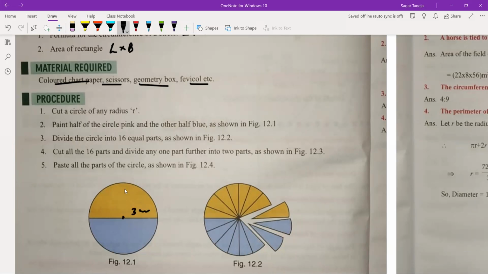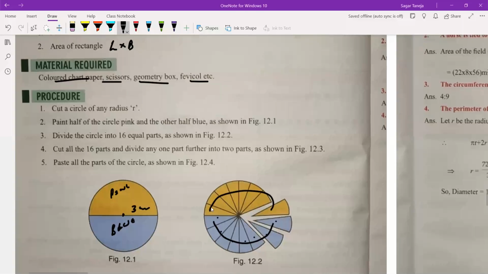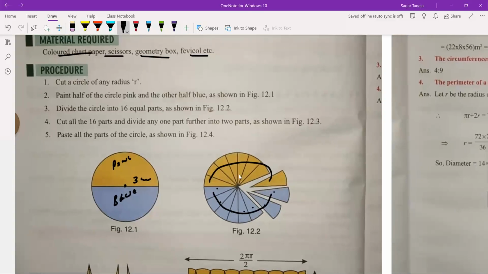Paint half the circle pink, and half with blue. Divide the circle into 16 parts. So the circle is divided into 16 parts, 8 upper side and 8 lower side. So this way you have to cut the circle into 16 equal parts, means 16 equal sectors you have to make in this.